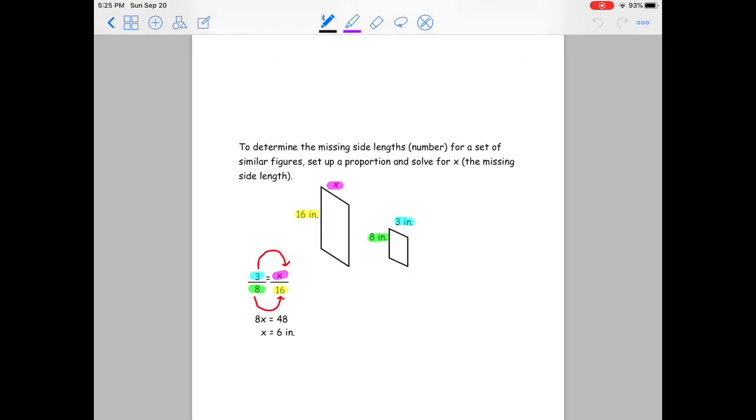Now we're finding the missing side lengths. To determine the missing side lengths for a set of similar figures, set up a proportion and solve for x, the missing side length. So here we have 3 inches and 8 inches for one parallelogram, and we have x and 16 for the other. So we're looking for x. Well, how do you go from 8 to 16? You multiply by 2. We have to do the same thing to the top. So 3 times 2 is 6. So x would equal 6.